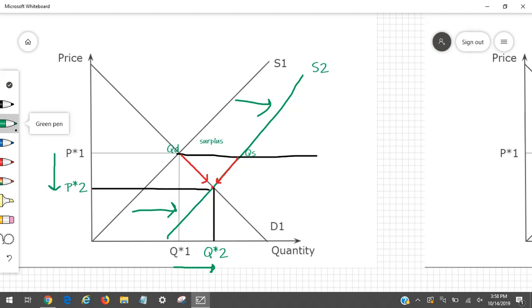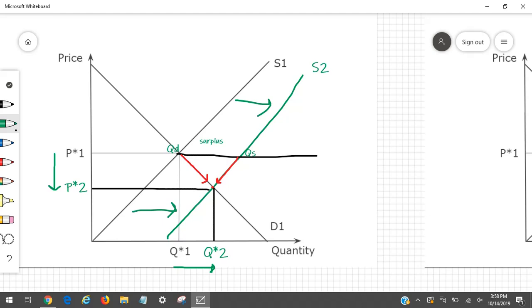That will always be true with shifts of supply curves, that your equilibrium price and quantity move in opposite directions. And then with demand shifts, your equilibrium price and quantity will move in the same direction. But I always tell students to not memorize this. You really don't need to, as long as you can draw graphs and read your graphs, like I just did.